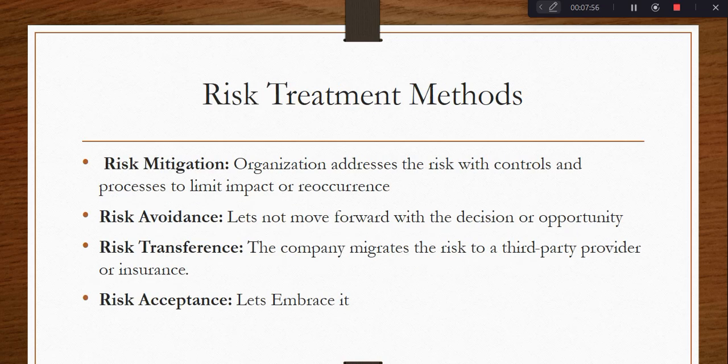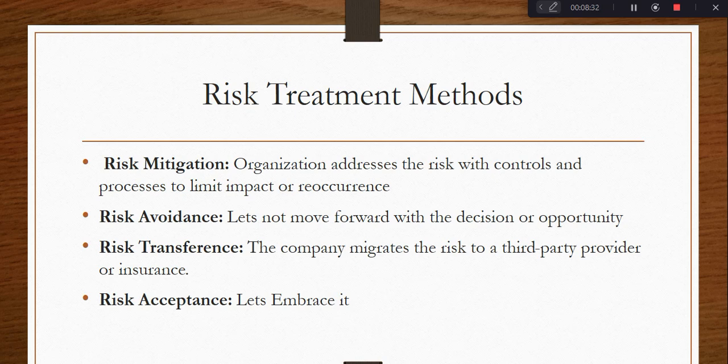Now, once the risk is identified and everything is done, there are basically four risk treatment methods. I'll quickly go over those. The first is risk mitigation. Here the organization addresses the risk with controls and processes to limit the impact. They have identified the risk, and they will say, we are going ahead and mitigating it, and they will come up with controls so that it limits the impact or recurrence. The next is risk avoidance. They will say, let's not move forward with the decision we have taken, or let's not invest in this opportunity or open this market. This way, they avoid the risk.